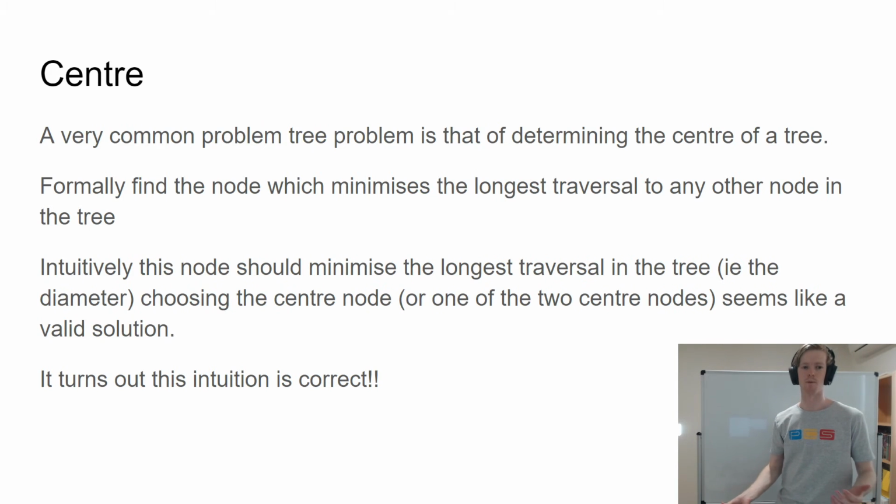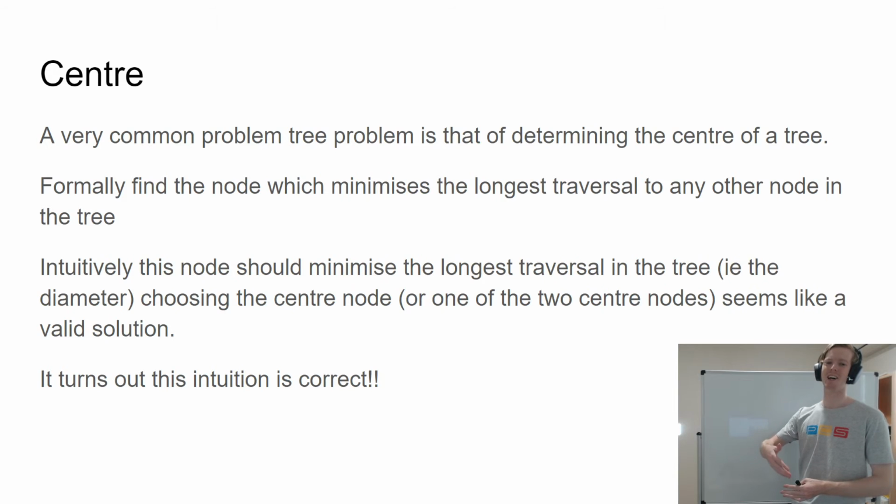So a very common problem for trees is determining what we call the center of a tree. The center of the tree is the node which minimizes the longest traversal to any other node in the tree. And what that actually means is that if we have some tree, there exists at least one node, it actually can be a node or a pair of nodes, where the maximum of all traversals from that node to every other node is at its minimum.